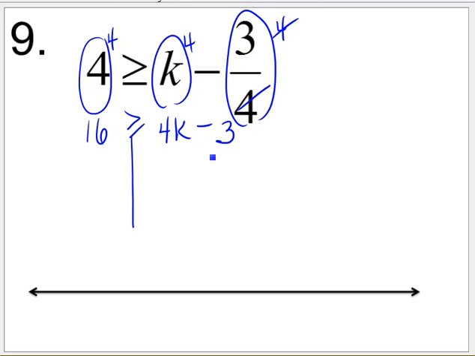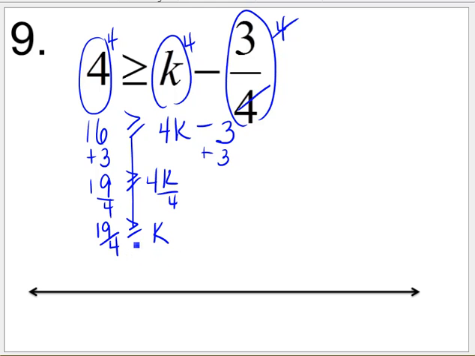I'm going to split this down the middle, and I end up having to add 3 to both sides, which gives me 19 is greater than or equal to 4k. Divide by 4 on both sides, and I end up with k. Bring down my sign, and I have my 19/4. K is not on the correct side for just shading purposes, so what we're going to do is flip-flop the k and the 19/4 around. This now says k is less than or equal to 19/4.